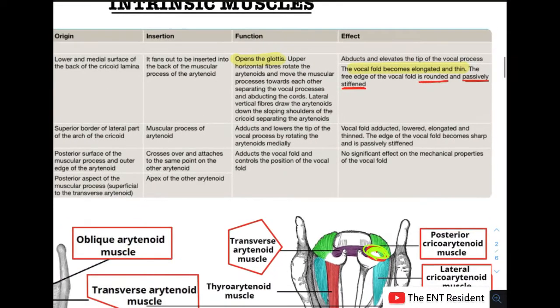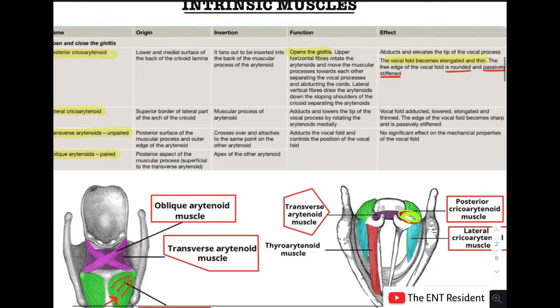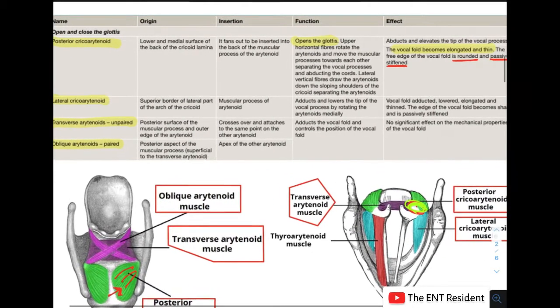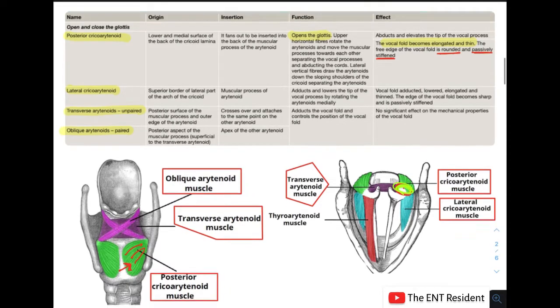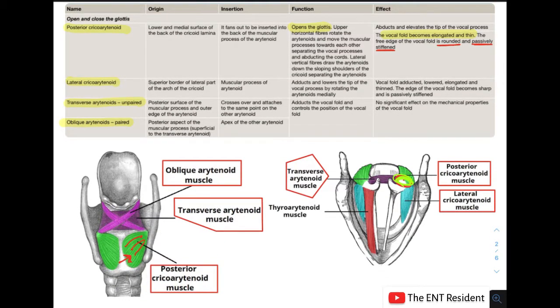So as I was telling you, the posterior cricoarytenoid is the most important muscle because it is the only abductor of the vocal fold. As you saw here, it is originating on the back of the cricoid lamina and fanning out to get inserted into the muscular process of the arytenoid cartilage. The next muscle is the lateral cricoarytenoid.